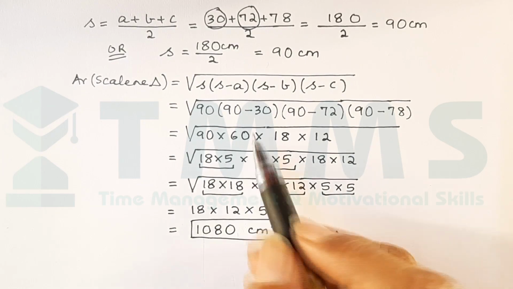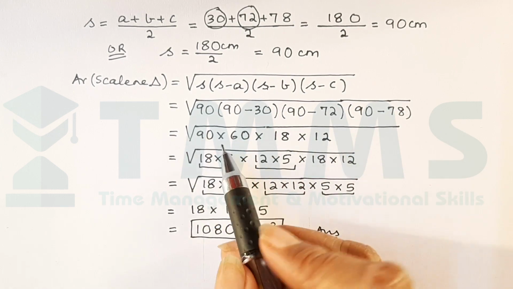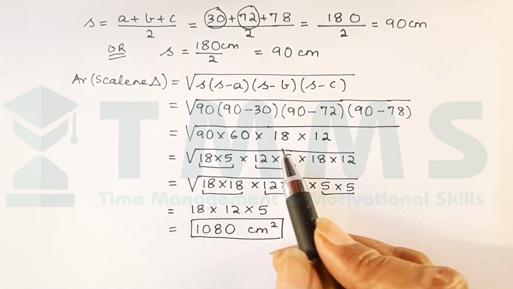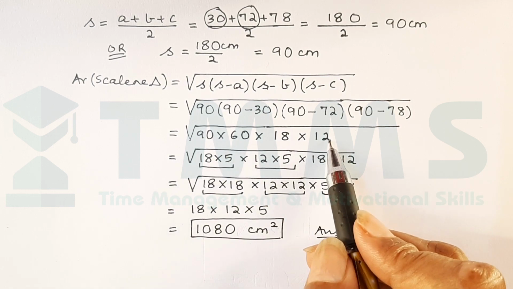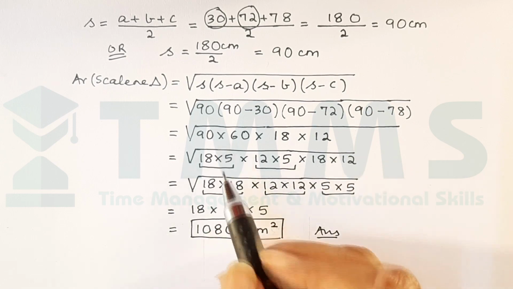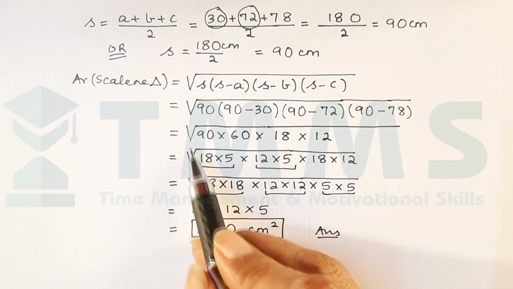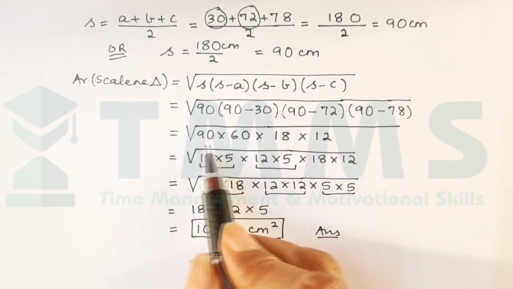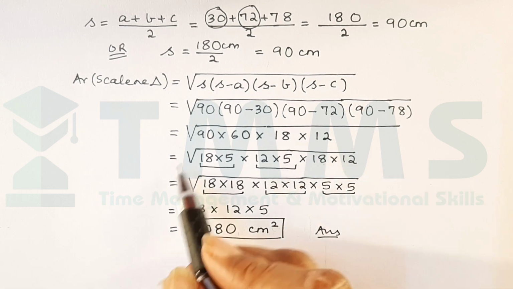Check your steps. After subtracting this, we have under root 90 into 60 into 18 into 12. Now, how many of you multiplied the whole thing and were worried how to find the square root? This is the trick. This is your tip number 3. When you take the square root, you find the pattern of the numbers. There is 18 here, there is 12 here.